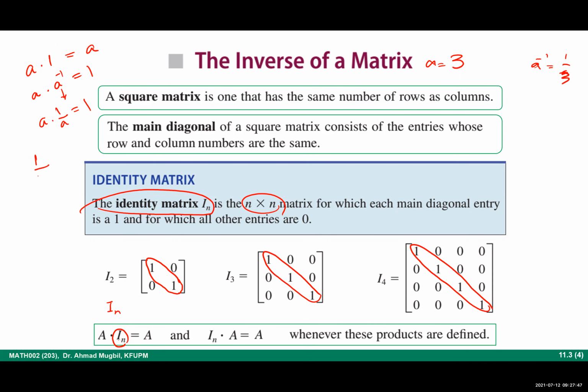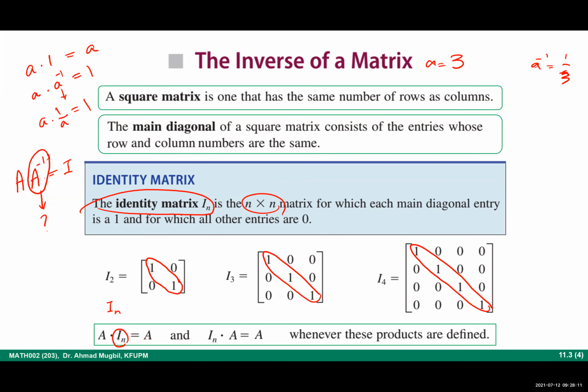Because when you say 1 over a matrix, what is that? This is a number over a matrix. This is not a defined operation. So the question now is, what is the matrix that if I multiply it by this matrix, I will get the identity? Because if I multiply the identity by any matrix, I will get the matrix. This is our subject today.